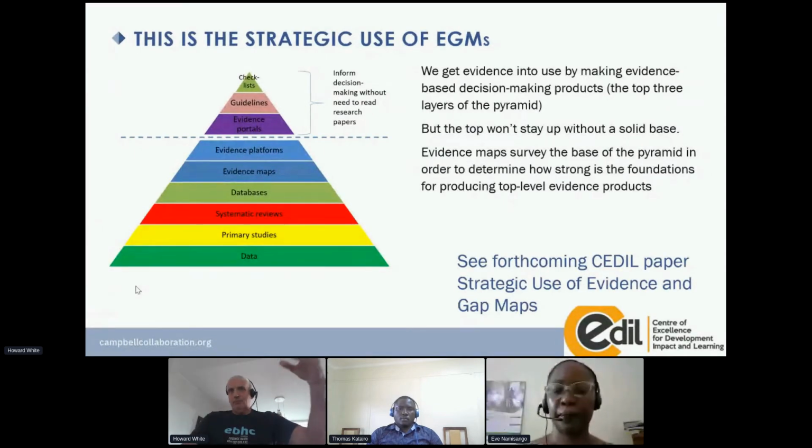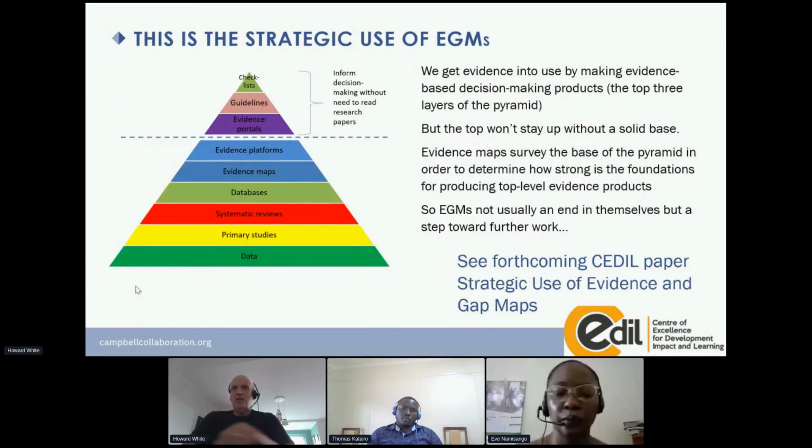So this is a strategic use of EGMs to map the evidence base to identify suitable research to build the top level of the pyramid. So there's a forthcoming CEDIL paper called Strategic Use of Evidence Gap Maps that talks particularly about this approach and actually does talk about the YF example along with several others.